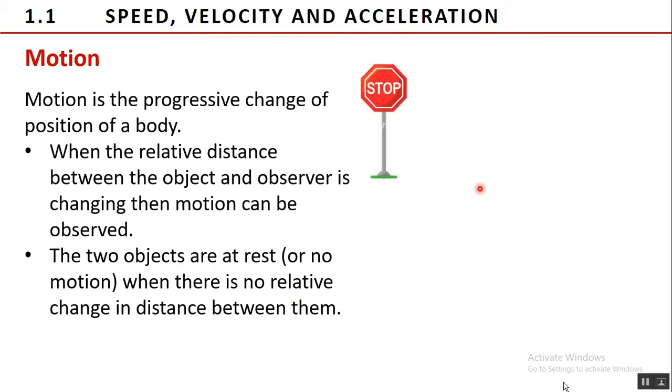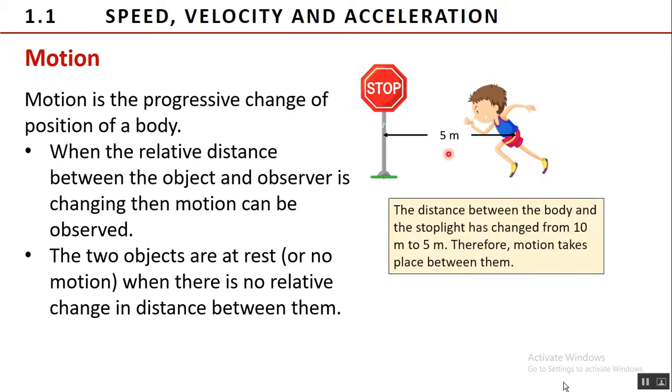To illustrate this, consider a stop sign and an athlete. Initially, at a particular time, the athlete is 10 meters away from the stop sign. If he gets closer to the stop sign, let's say his distance becomes 5 meters, therefore we can say that motion takes place between them.